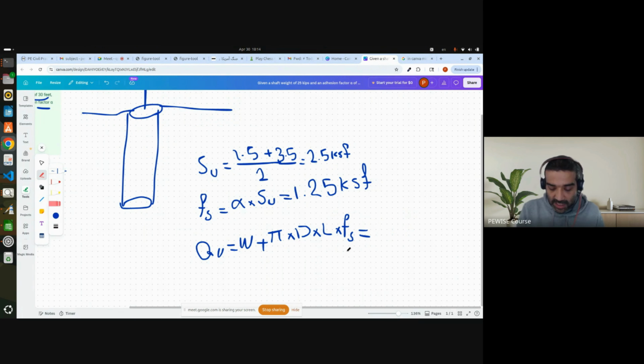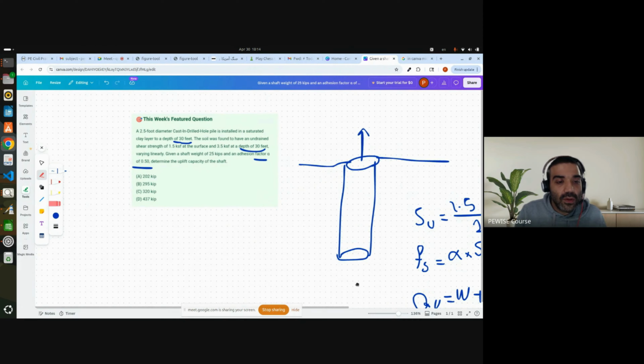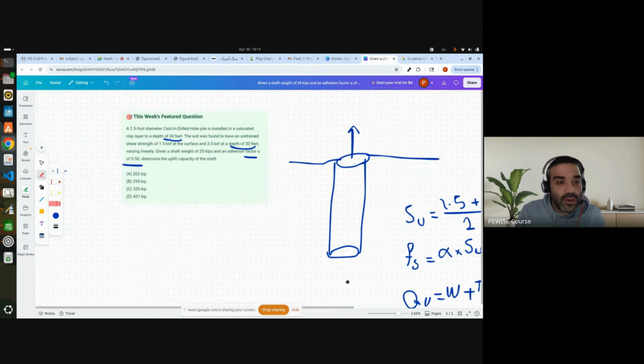So let's just plug this in. 25 plus 3.14 times 2.5 times 30 times 1.25. The answer is 319 kips. So do we have 320? Yes. We have option C.